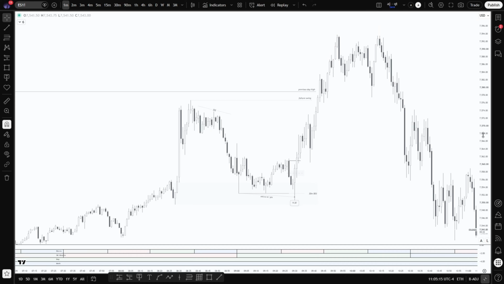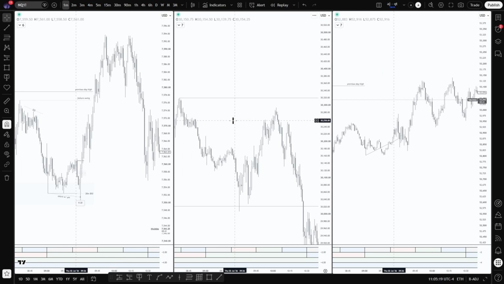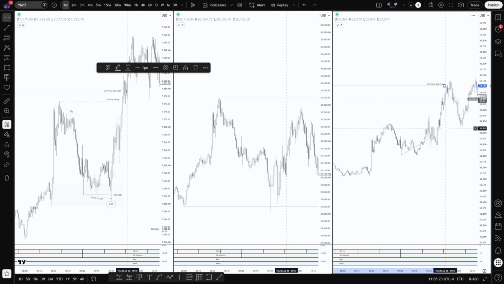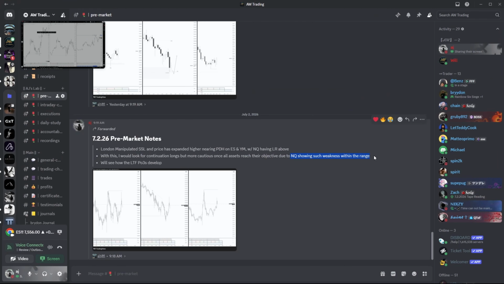And then following this, if I did not take that trade, I would be looking for higher prices, right? Until what happens. So what I was cautious about, what I noted in my pre-market was that I would look for continuation longs, but more cautious once the assets reach their objective due to NQ, I'll pull it up, showing weakness within the range, right? Cautious once all assets reach their objective due to NQ showing weakness in the range.